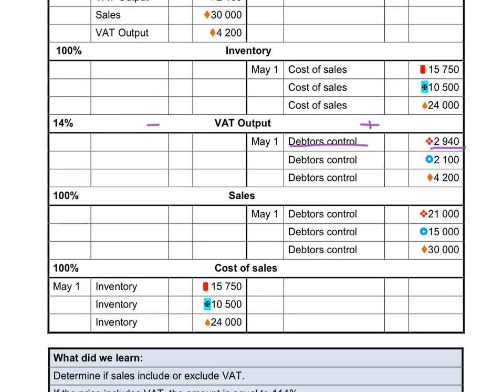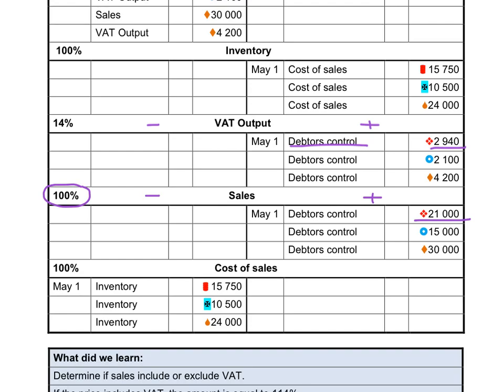Sales is an income. Income increases on the credit side and decreases on the debit side. The sales increase with the 21,000. That means in the sales account, you're not allowed to have more than 100%. So there can never be VAT included in the sales account. Because the VAT is paid over to SARS, it does not form part of the income of the business. The amounts in the sales account and the cost of sales account are the amounts that will be transferred to your income statement to calculate the profits.